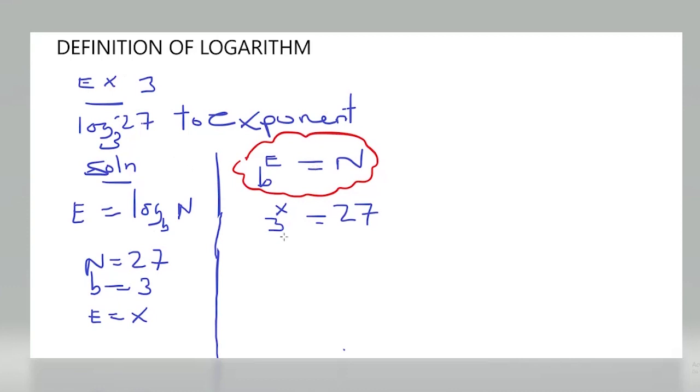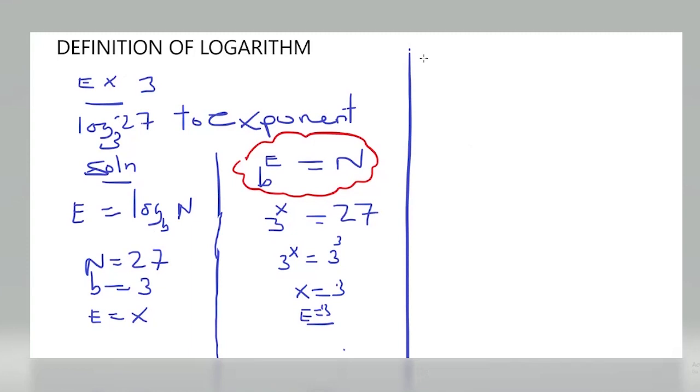Now this can be written as 3 power x, equal to 3 power 3. Of course, 27 is equal to 3 power 3. As you can see, our bases are the same, they have common bases. So x is equal to 3, the exponent is 3. Conclusively, 3 power 3 is equal to 27. From logarithm form, this one is equal to this one.